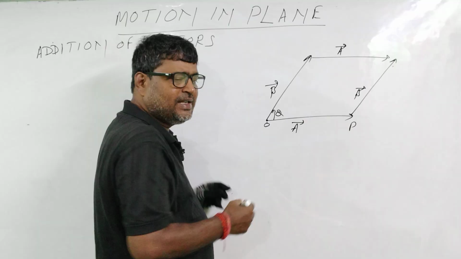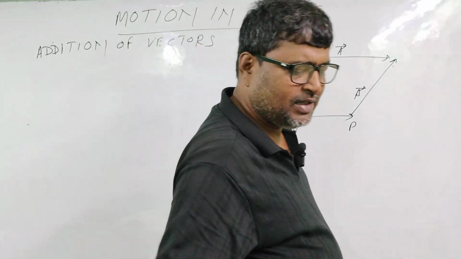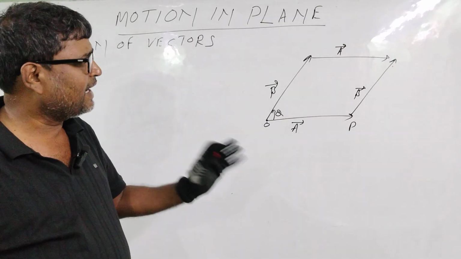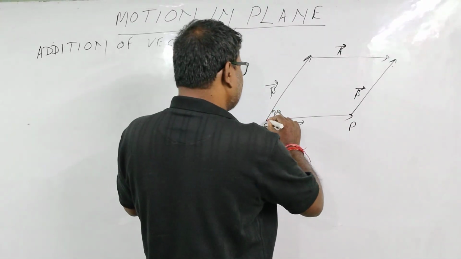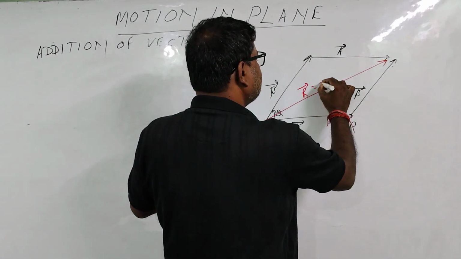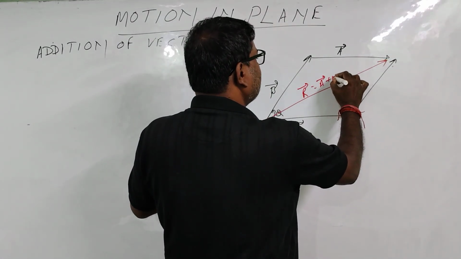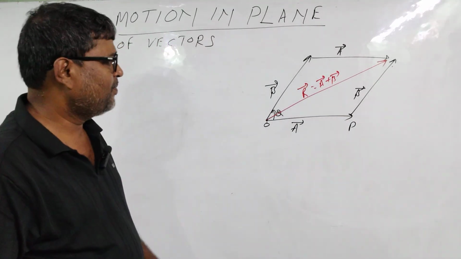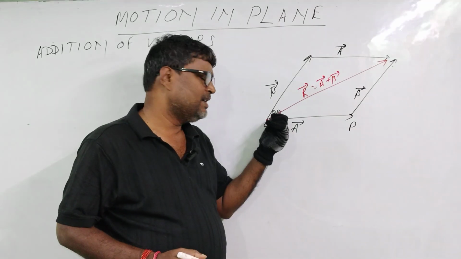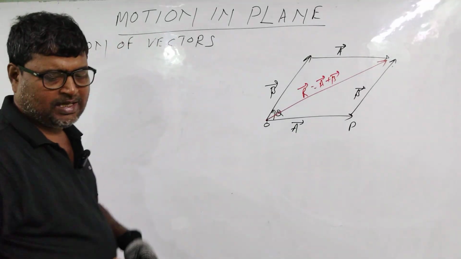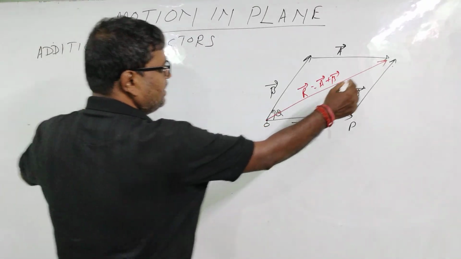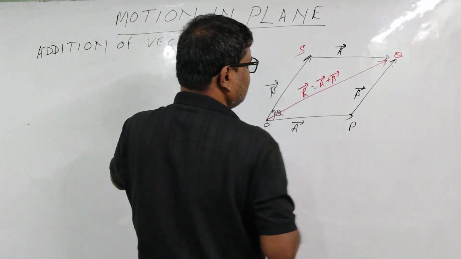That means two vectors are represented by the adjacent sides of the parallelogram, and according to the parallelogram law, the resultant is the diagonal. Resultant means A plus B, the diagonal of the parallelogram drawn from that point. Naming it, this is OP, this is OQ, and this is the diagonal.